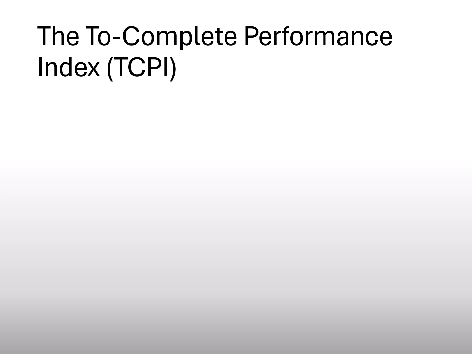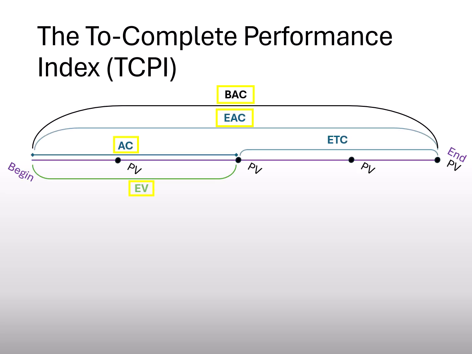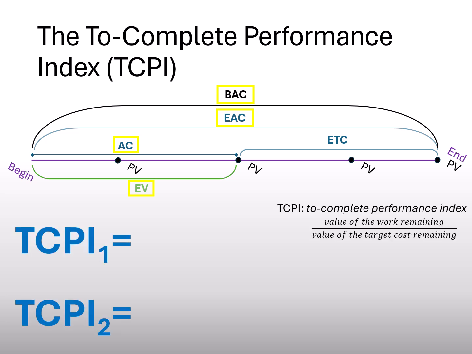Now, let's talk about the To Complete Performance Index, or TCPI. To define TCPI, we consider it as the result of dividing the value of the work remaining by the value of the target cost remaining.